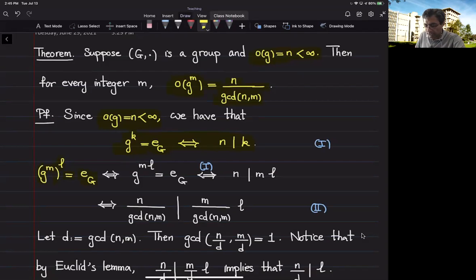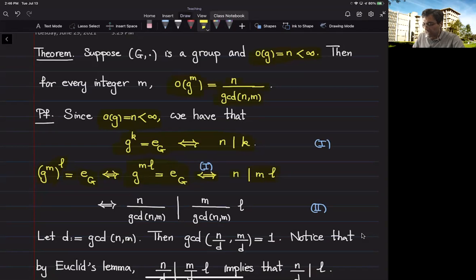Now, g to the m raised to the power l is the neutral element if and only if this side is g raised to the power ml. So this happens if and only if g raised to the power ml is the neutral element. Now, we know that some power of g is the neutral element precisely when the order of g divides the power. So this happens precisely when the order of g divides ml. The order of g is n, so this holds if and only if n divides ml.